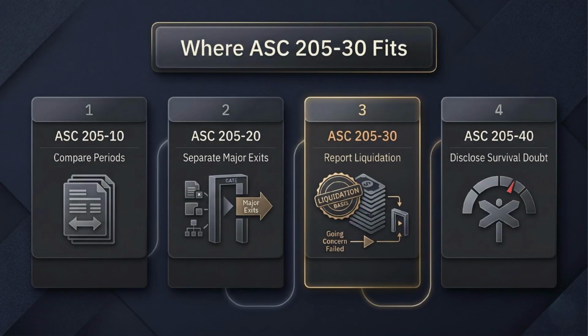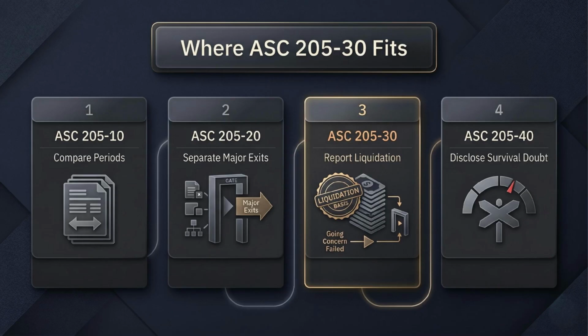Let us connect this to the full ASC 205 map. ASC 205-10 protects comparability across periods. ASC 205-20 separates major business exits through discontinued operations. ASC 205-30, today's topic, applies when liquidation becomes imminent and the reporting basis itself changes. ASC 205-40, our next video, deals with going concern doubt and disclosure.